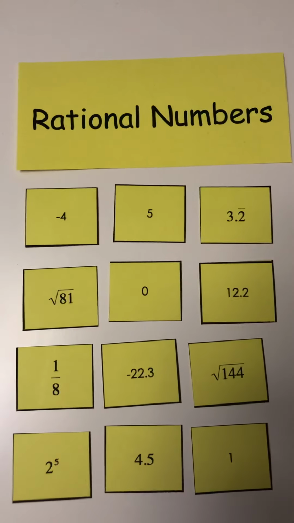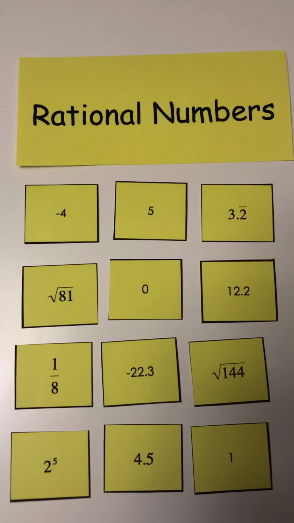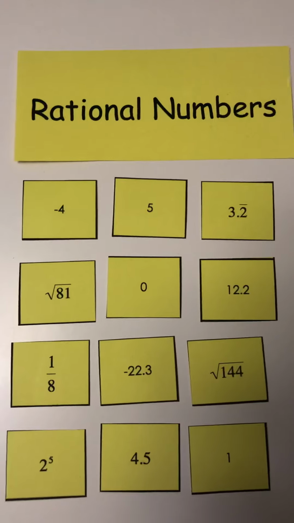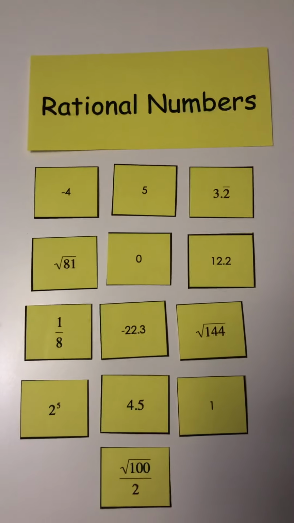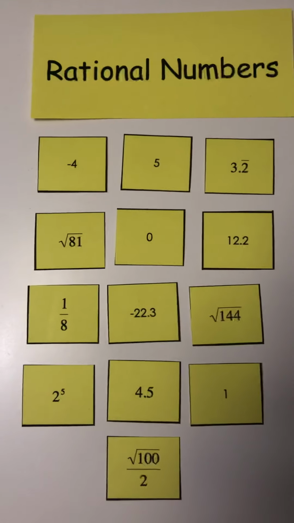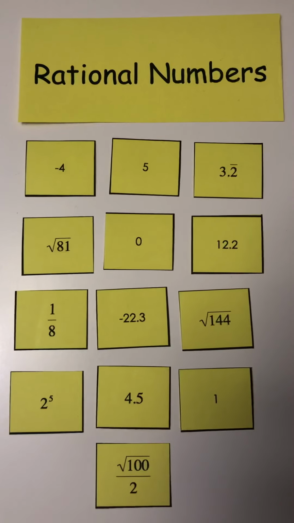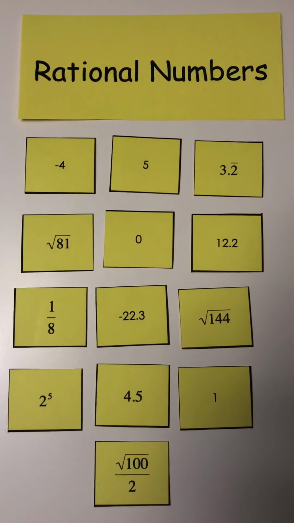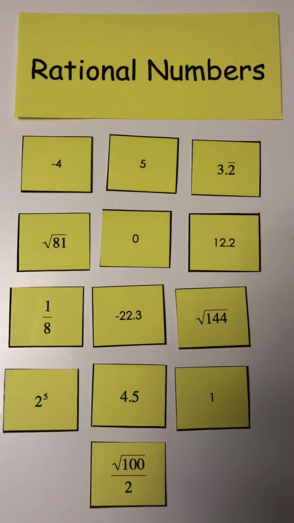So all of those are what are considered to be rational numbers. Now, there's a very weird one that I want to show you, and it looks like this one. That is 100 square root over 2. But if you think about it, the square root of 100 is 10, and 10 divided by 2 is 5. So those are the rational numbers.